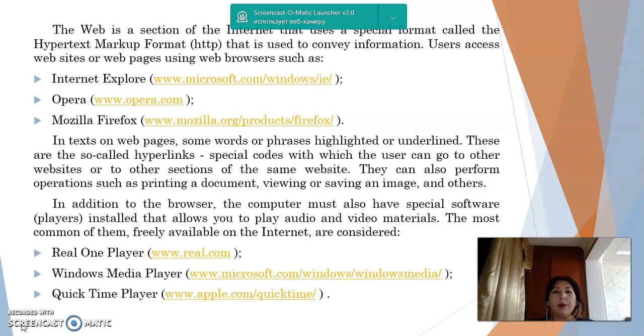In addition to the browser, the computer must also have special software players installed that allow you to play audio and video materials. The most common of them, freely available on the internet, are considered Real One Player, Windows Media Player, QuickTime Player, and so on.